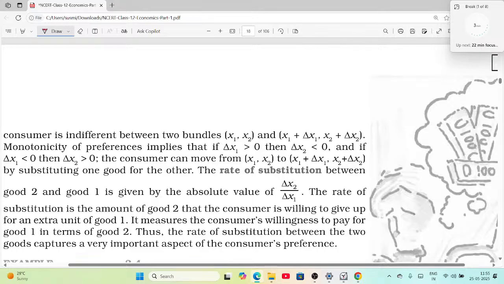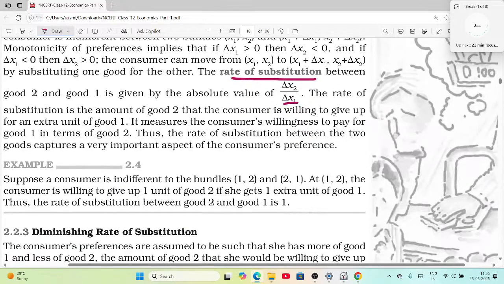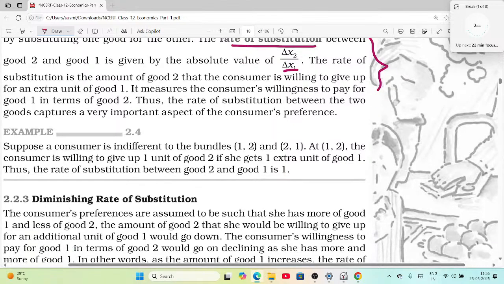Further, the rate of substitution is given by the absolute value of delta x2 by delta x1. The substitution is the amount of good that, okay, this is important, measures the consumer's willingness to pay. It captures the importance of a consumer's preference.